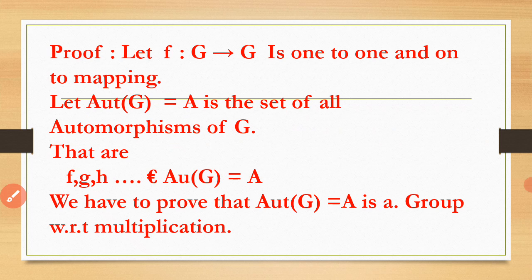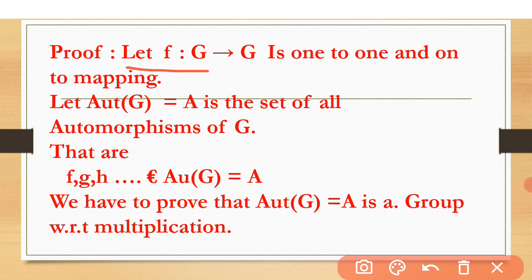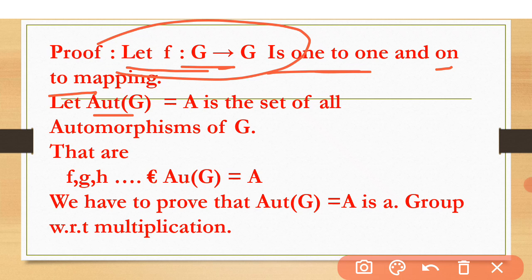Let's come to the proof. Let a function be defined from G to G that is a one-to-one and onto mapping. All these functions make the automorphisms. Let A be the set of all automorphisms of G.